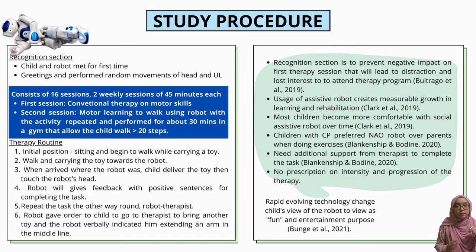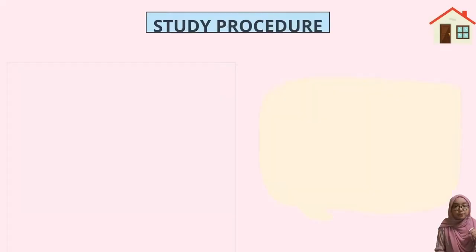The activity is repeated for 30 minutes, and it has been implied that repeated exposure to the social assistive robot proved beneficial in increasing engagement, as most of the children became more comfortable with the social assistive robot over time. Furthermore, children with cerebral palsy prefer the robot over parents when doing exercises. Nevertheless, there is a need for additional support from the therapist to complete the task.